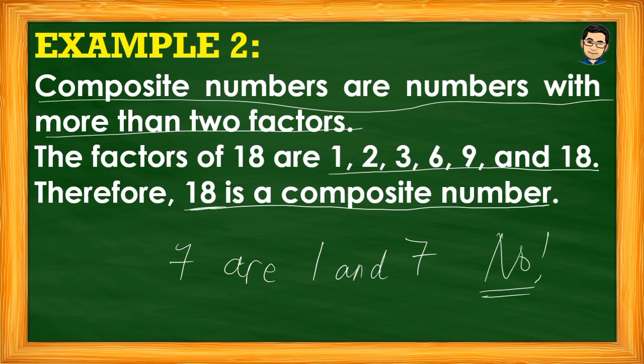Based kasi sa composite numbers, it should have more than 2 factors. Hindi naman kasi sinabi na more than or equal to 2 factors. Kailangan mas marami sa 2 factors. Eh, ang bilang ng factors ng 7 ay dalawa lang.